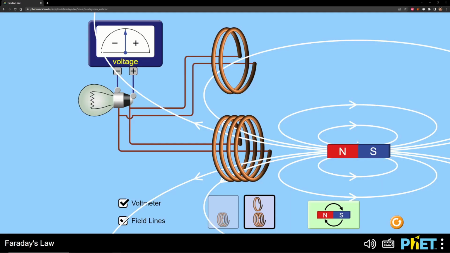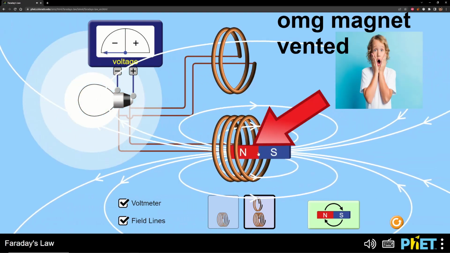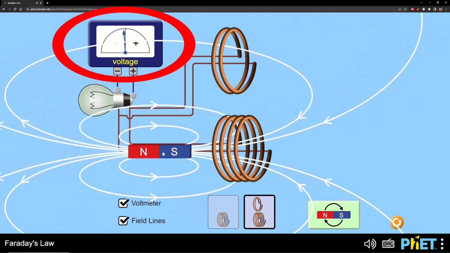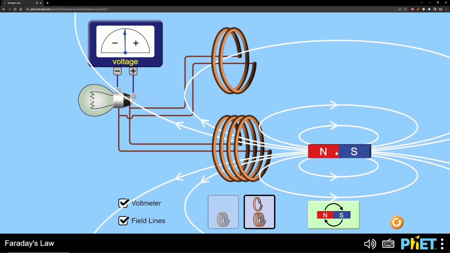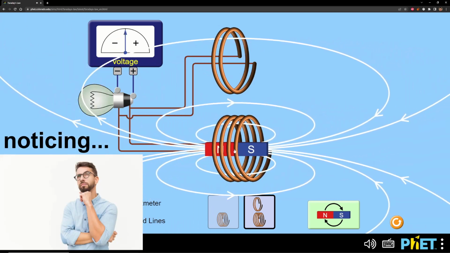Notice in this demonstration how when the magnet is passing through the coil, the voltage changes opposite to the entering polarity and direction of travel of the magnet. When the magnet is static, notice how nothing happens, even when it is inside the coil.